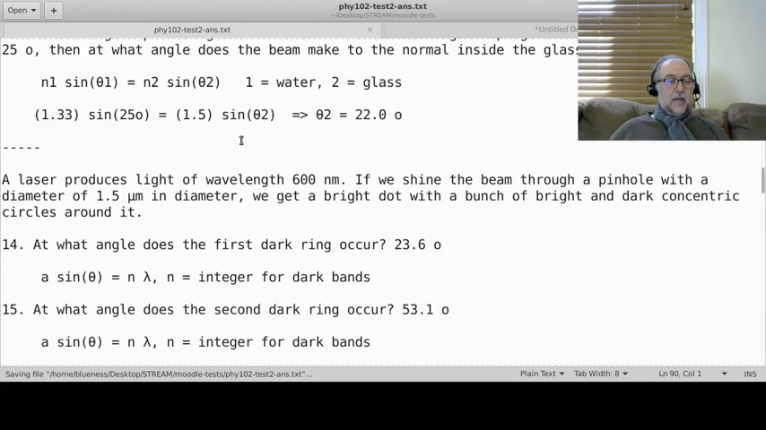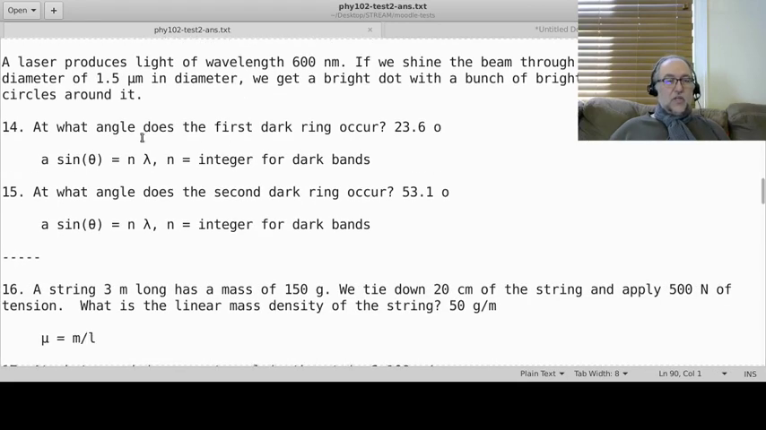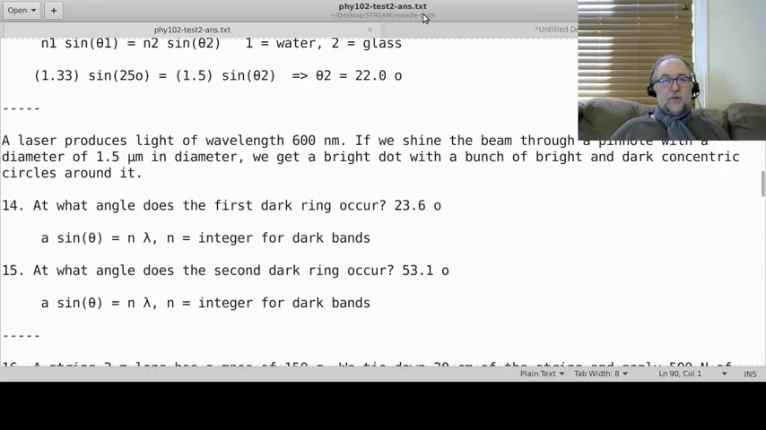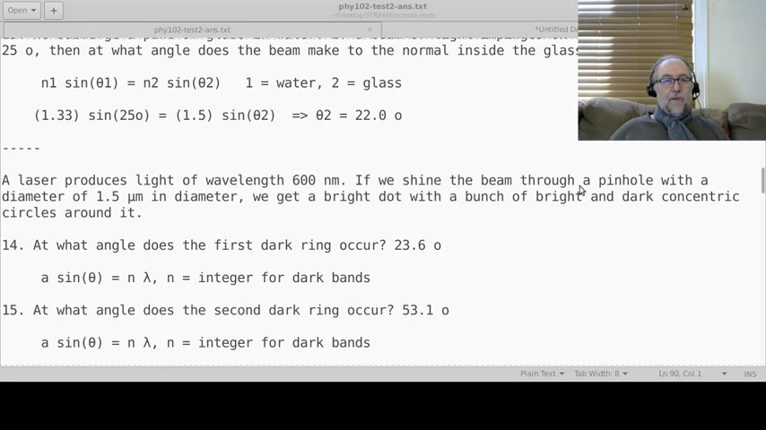So let's move on. This question here was about interference. So I have a laser, and the laser produces light of 600 nanometers, and I think that's kind of in the red spectrum. And we shine the beam through a pinhole.